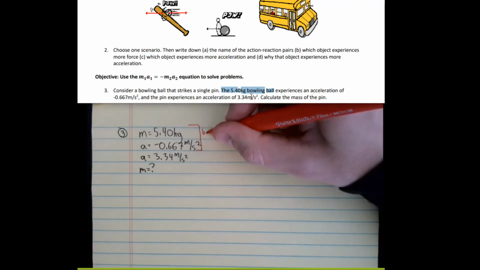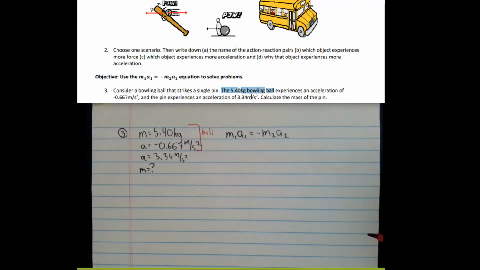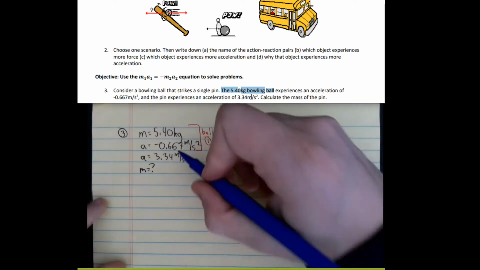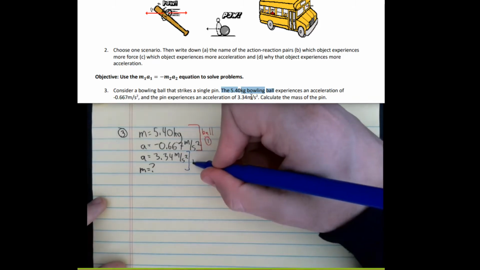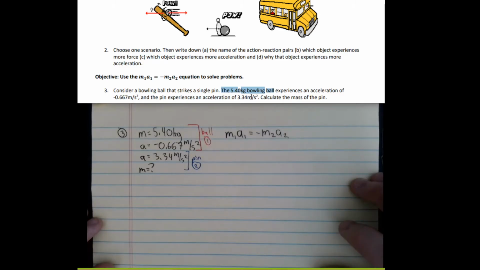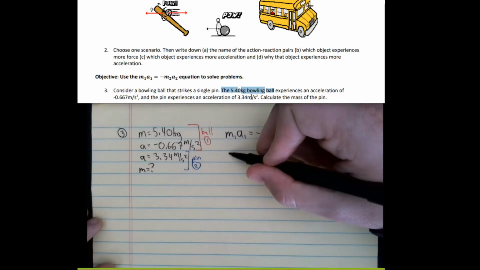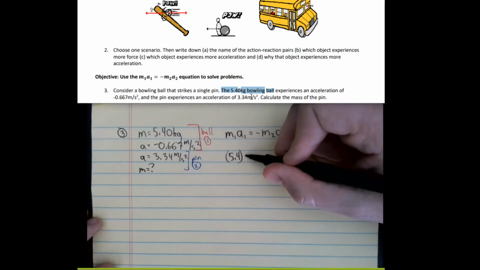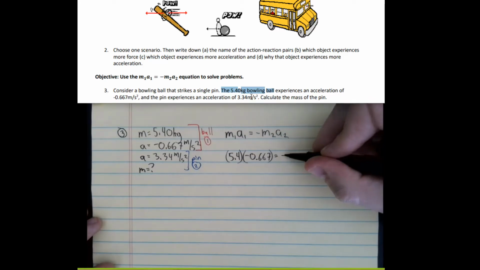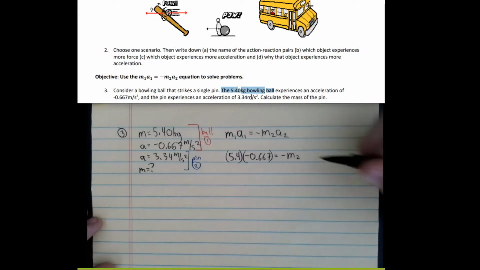Since this is about the bowling ball, they'll go together as number 1. And since this is about the bowling pin, they'll go together as number 2. So we'll plug them in. 5.4 times negative 0.667 equals negative M2 times 3.34.